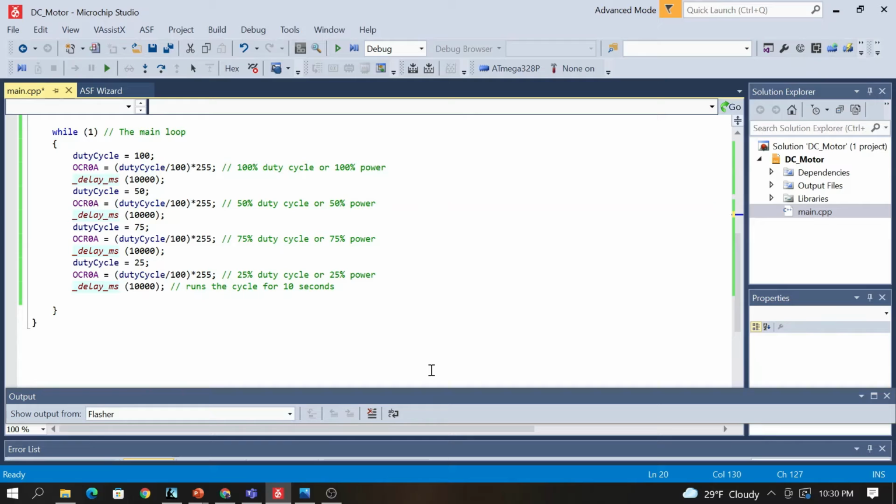So there is something else we had to do. I had to use an H-bridge in order to make this work, and here is the schematic.